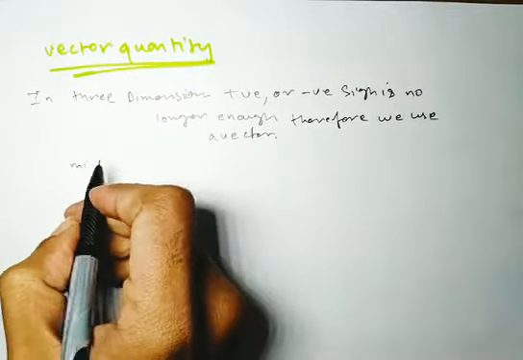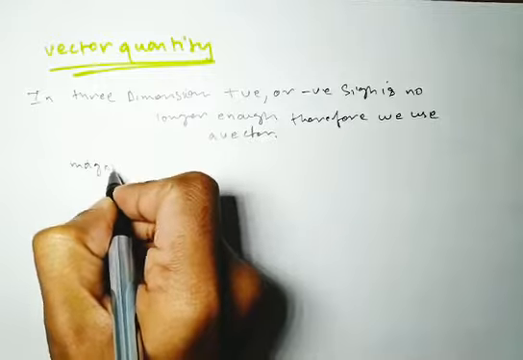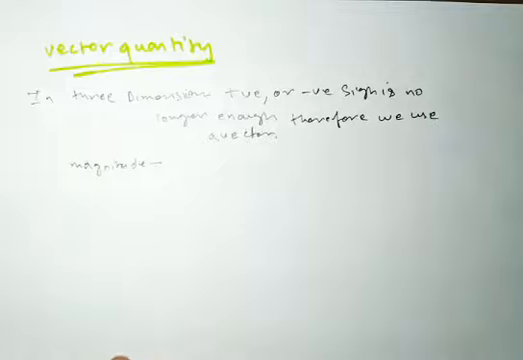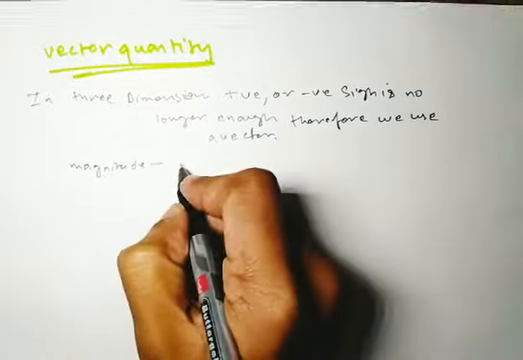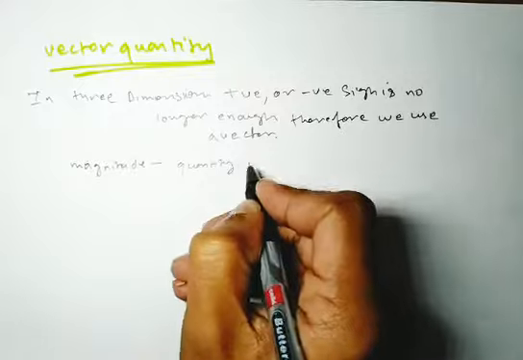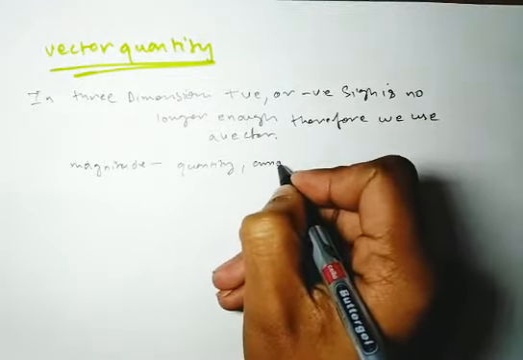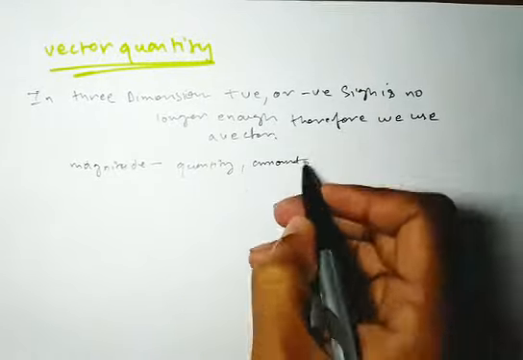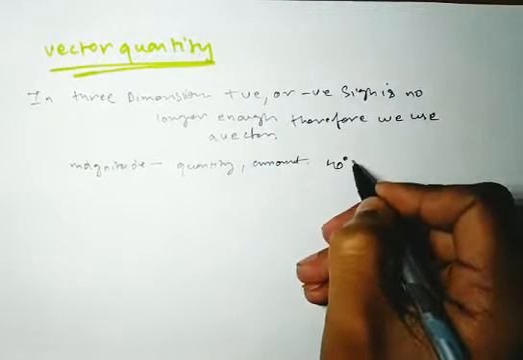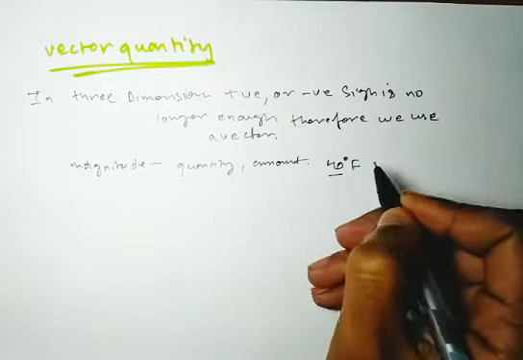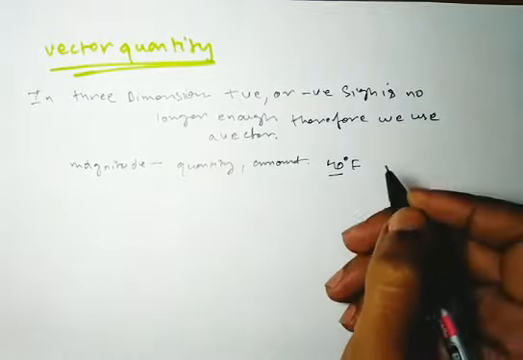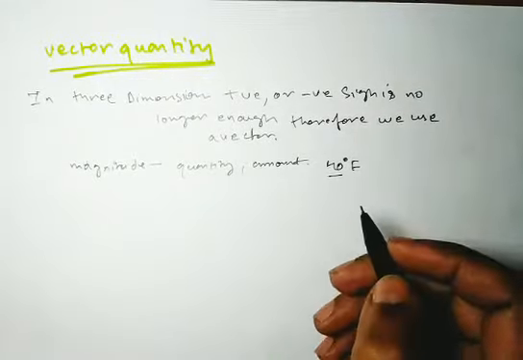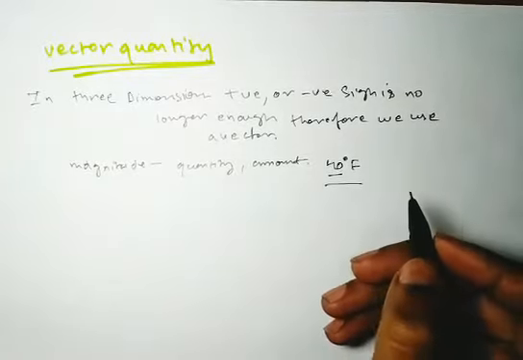Magnitude, if you wanna understand magnitude, it means quantity or amount. So if we are saying 40 degrees Celsius, 40 degree Fahrenheit, it means 40 is a quantity. So you can understand this magnitude from this example.